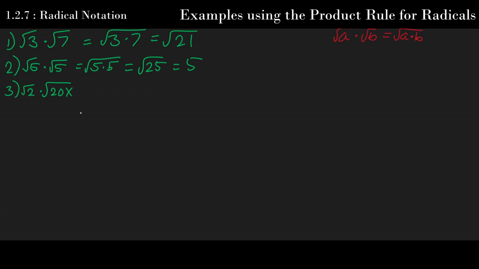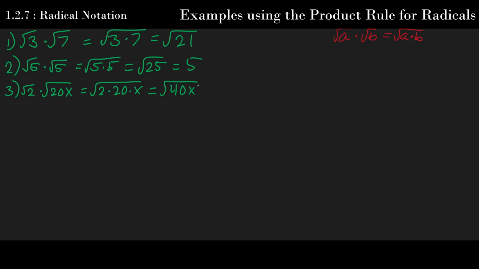Number 3, the square root of 2 times the square root of 20 times x. Now we have a variable introduced in our example. We will treat this as three different products. So therefore, we have the square root of 2 times 20 times x, which equals the square root of 40x. We're not done.